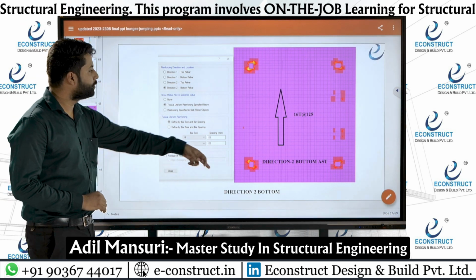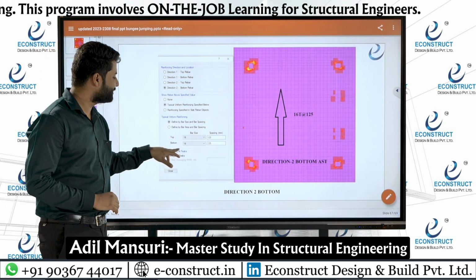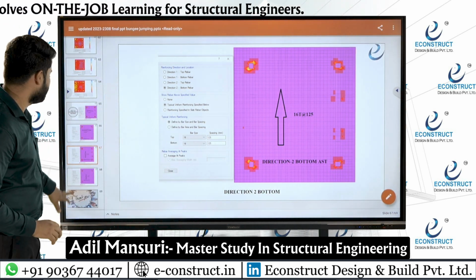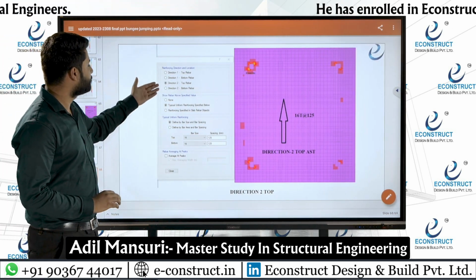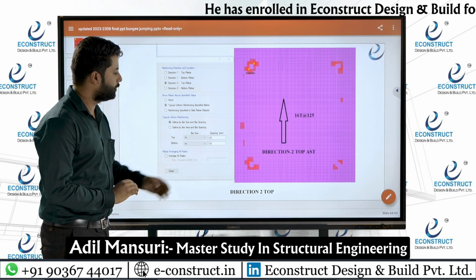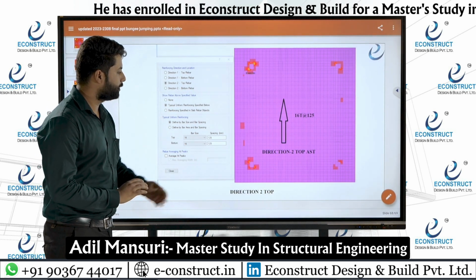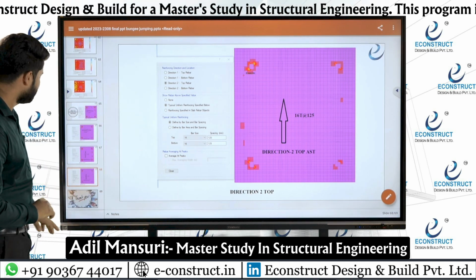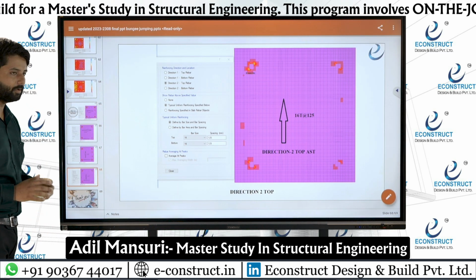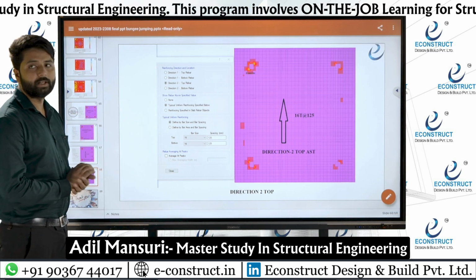In direction 2, this is the direction 2 bottom bar, 16 at the rate of 125. It is passing. In direction 2, this much reinforcement I am getting, and 16 at the rate of 125 I have provided. So these are the reinforcement details of this project.